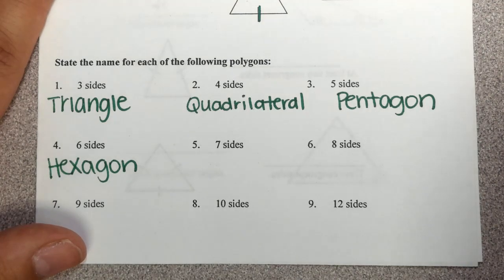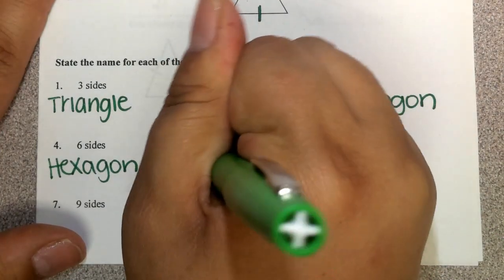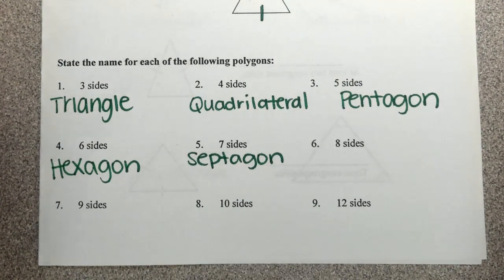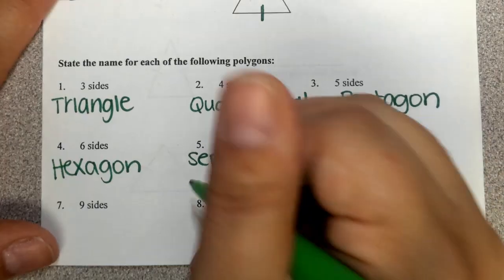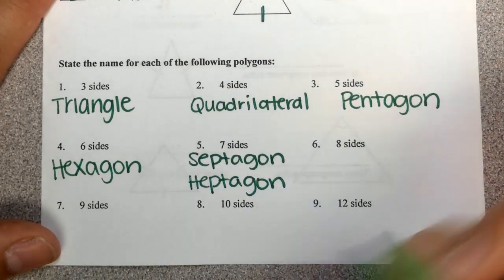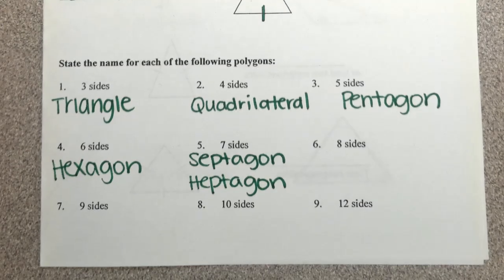7 actually has 2 names. Does anybody know one of them? Septagon is correct. Septagon, it always reminds me of Transformers. That's what I was telling Xavier. Decepticon, I don't know how to even say it. Septagon is one of them. Does anybody know the other one? Heptagon is actually the other one. Heptagon. Why does 7 have 2 names? I don't even know. None of the other ones do that I know of.